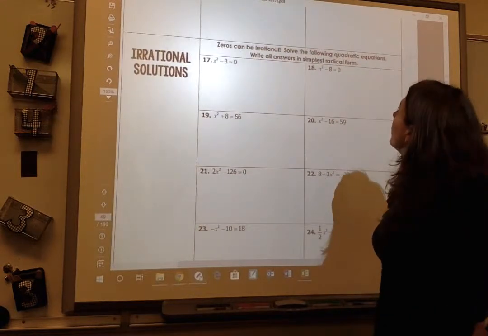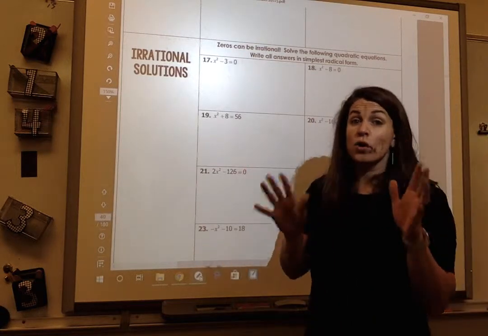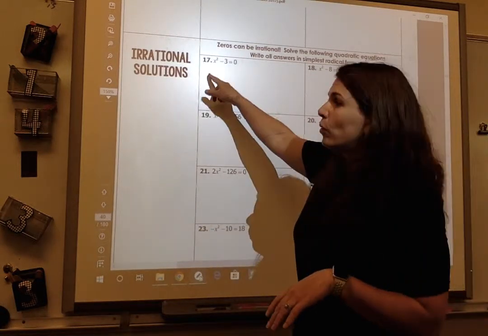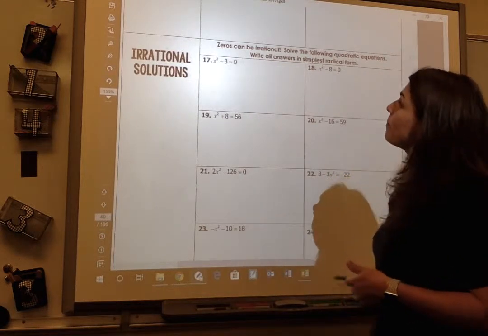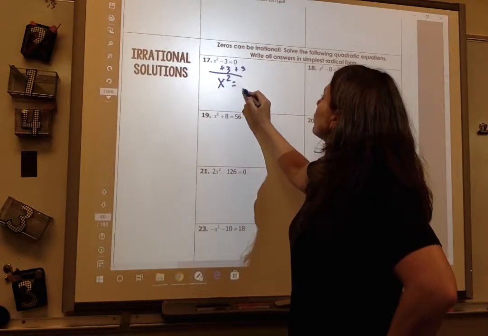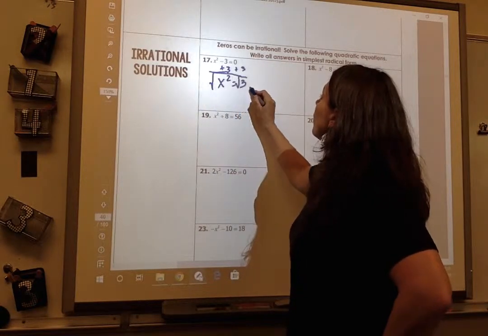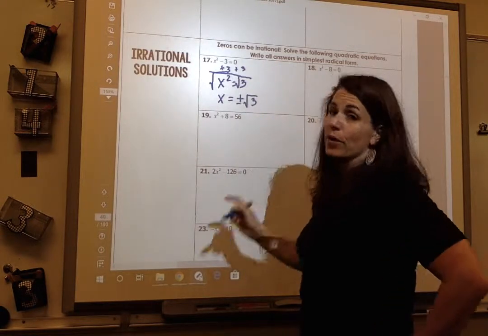Let's look down here. All right. This still fits the form, no linear term. I have a quadratic term and a constant term, so I'm still going to use that solving for squares. So I'm going to add 3 to both sides, and I get x squared equals 3. I take the square root, and watch, x equals plus or minus the square root of 3.